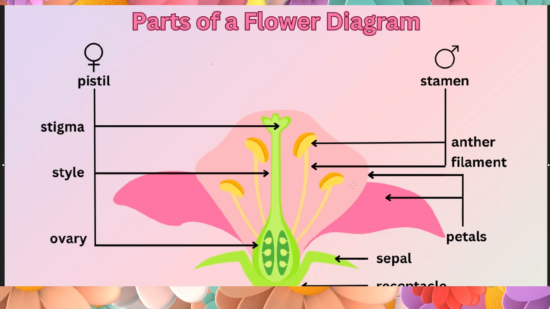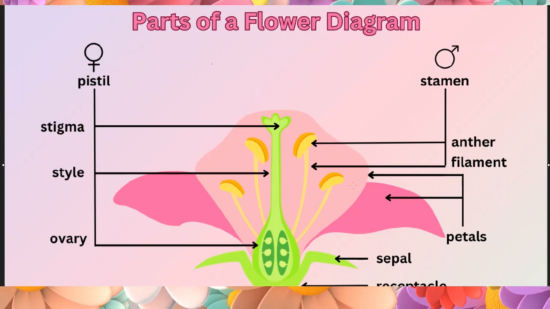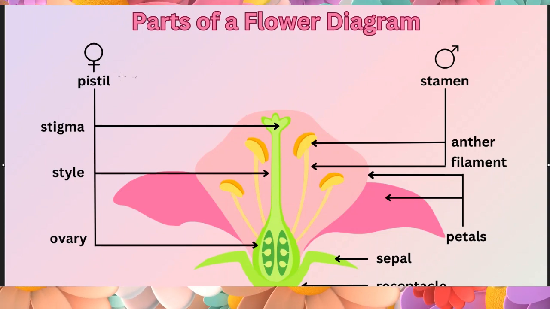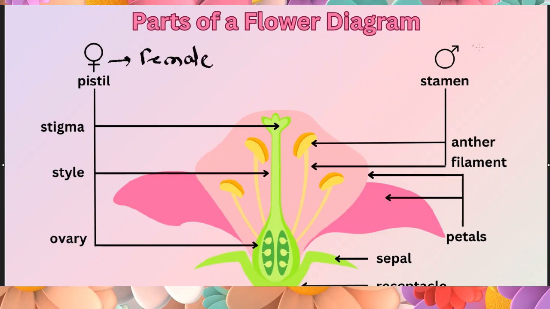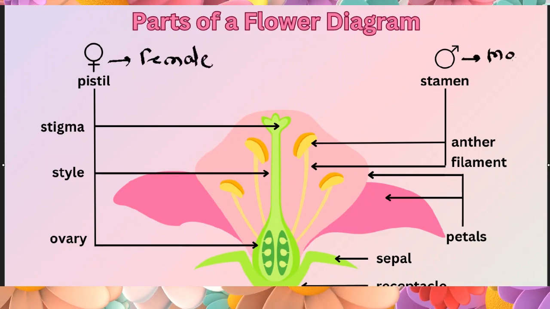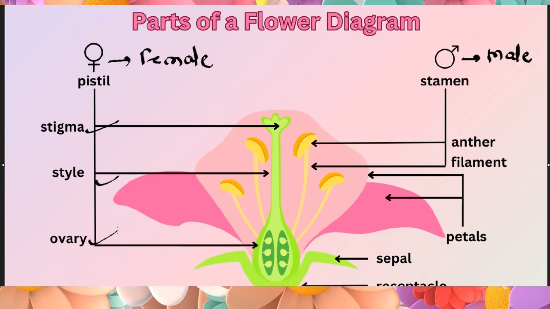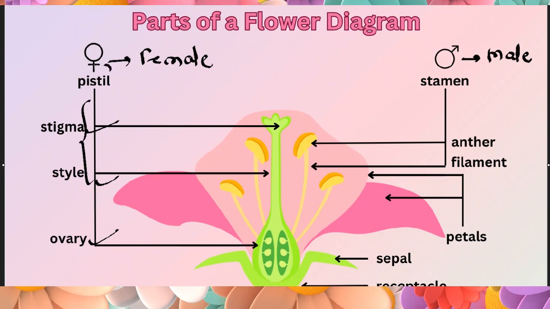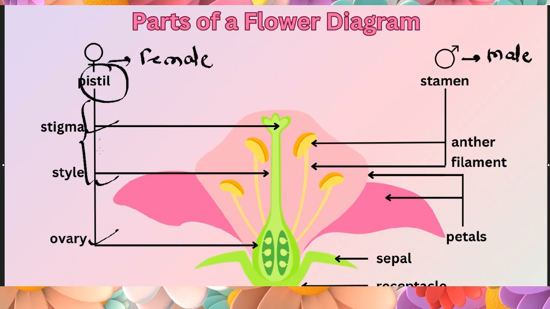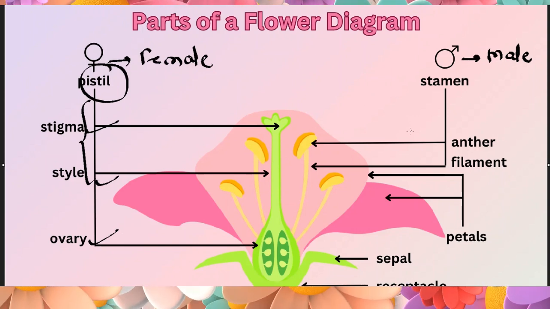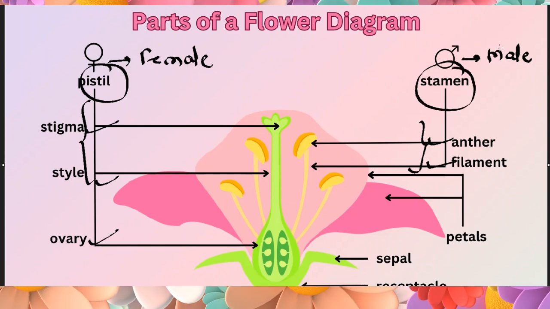So this is a picture of the parts of a flower diagram. For sexual reproduction in plants, we need two parts. The first one is the pistil, which is the female reproductive part, and the stamen, which is the male reproductive part. You can see here the stigma, style, and ovary. Together, they are called the pistil. The pistil contains the stigma, style, and ovary, and the anther and filament together are known as the stamen, which is the male reproductive part.